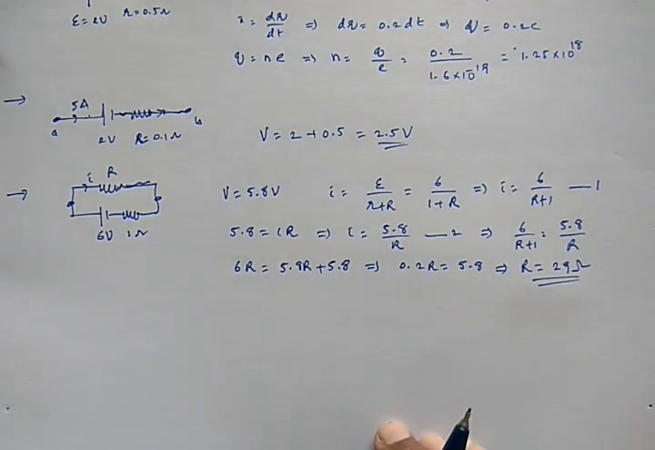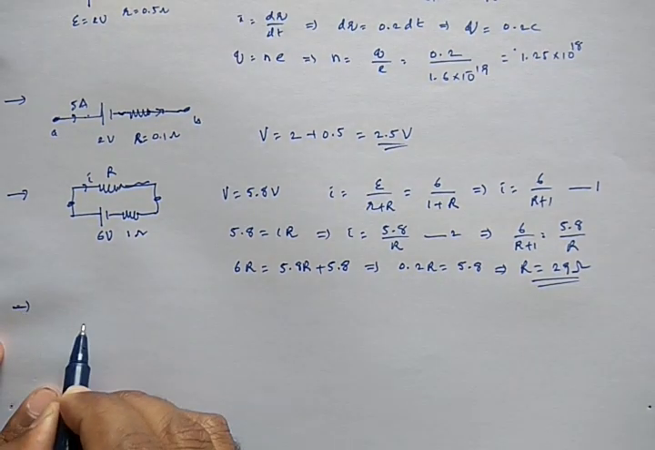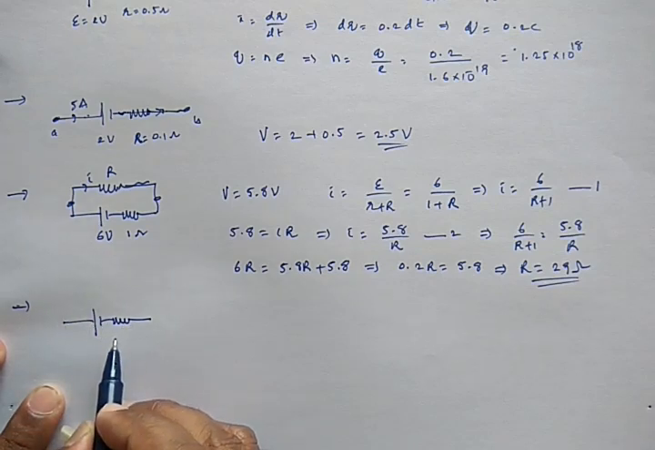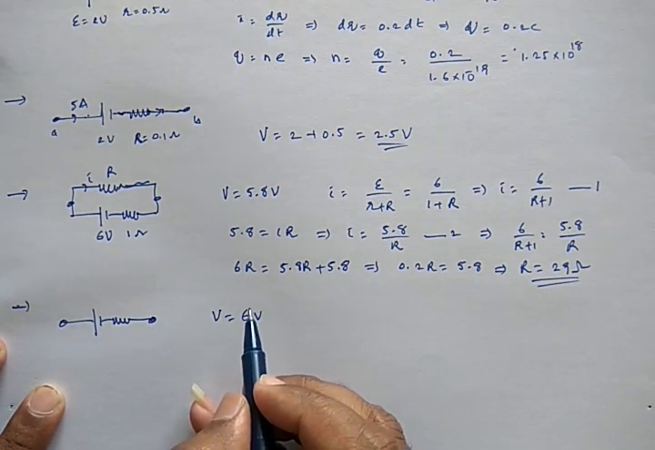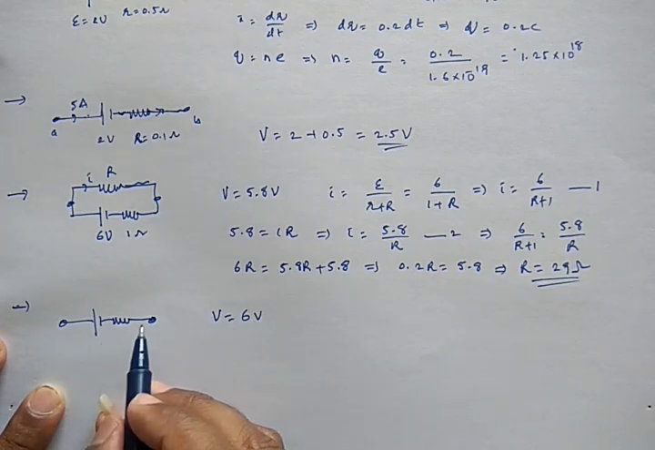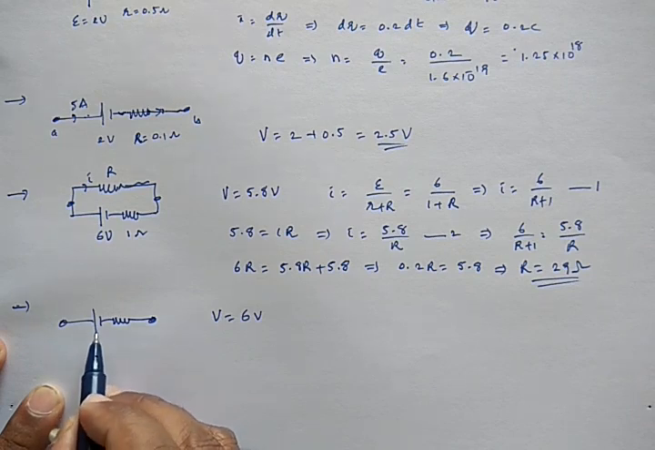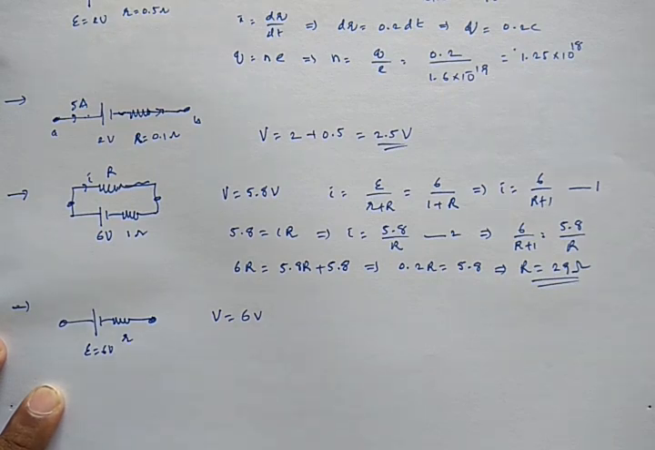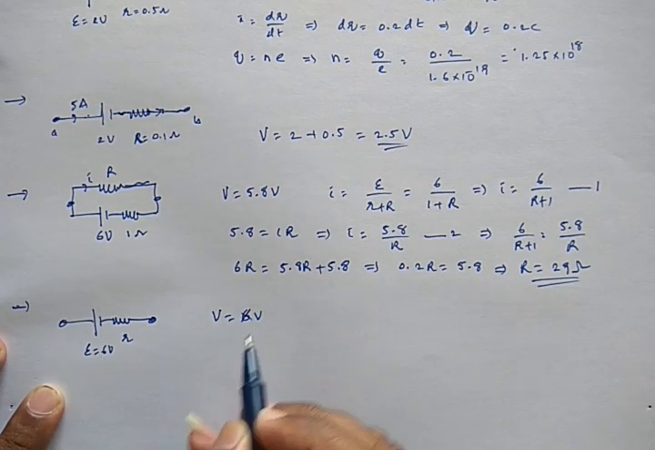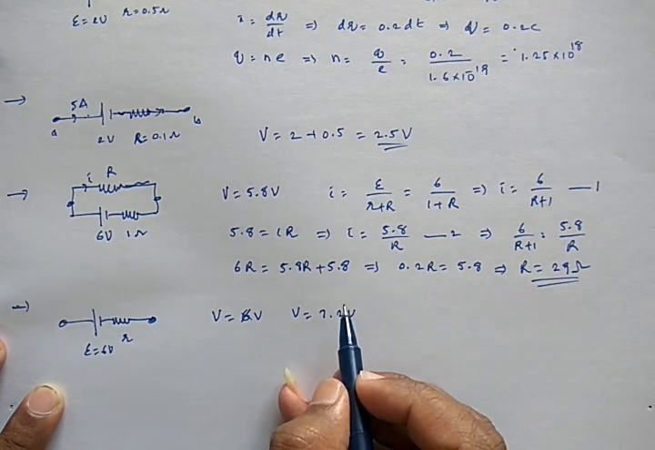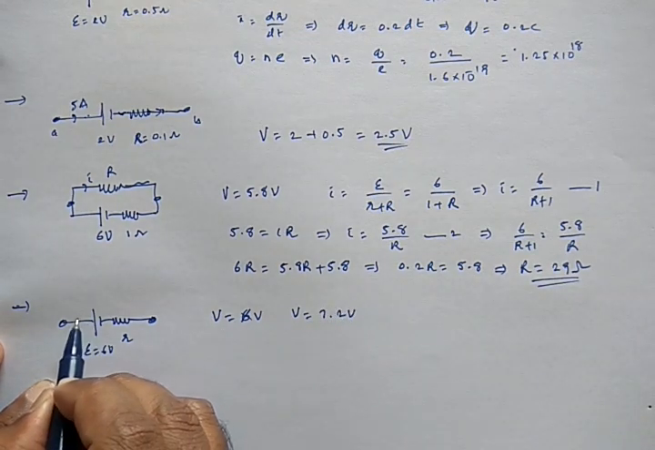The next question is: the potential difference between terminals of a 6 volt battery is 7.2 when it is being charged by a current of 2 ampere. What is the internal resistance of the battery? So now this is the battery, and you need to find the internal resistance of the battery. The EMF of the battery is 6 volt and internal resistance is R. The potential difference between terminals of the 6 volt battery is 7.2 volt when it is being charged by 2 ampere current. So you are sending 2 ampere current.